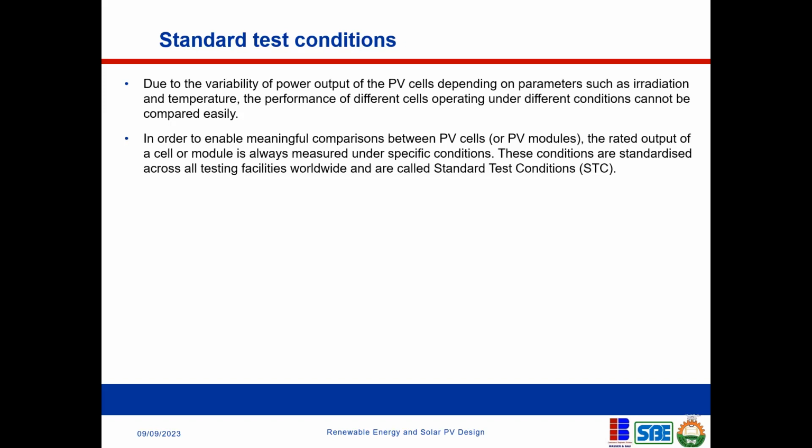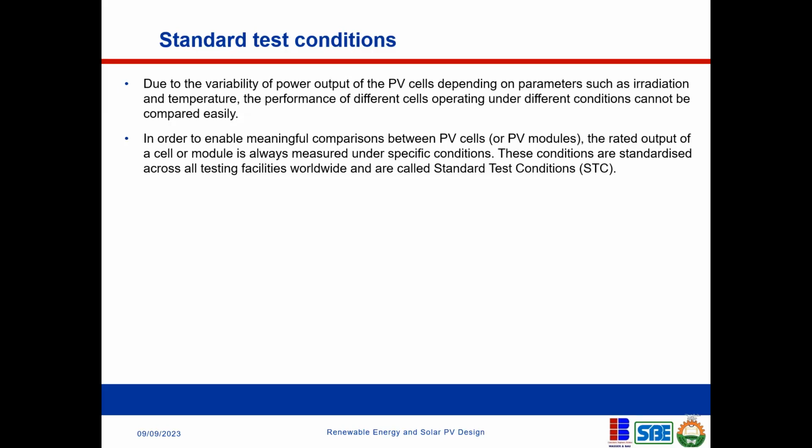Okay. So in order to enable meaningful comparison between PV cells or PV modules, the rated output of PV cells or modules is always measured under specific conditions. So this specific condition remains the same, whether you're in Africa, Europe, America, or Asia. Wherever, you create the same specific condition and you test it under the same condition, and then you can now rate it, and you can now say, okay, this PV panel can produce 300 watts. So all those 300, 450, 600 watts are what they can produce under standard test conditions. We're going to see all those standard test conditions anyway.